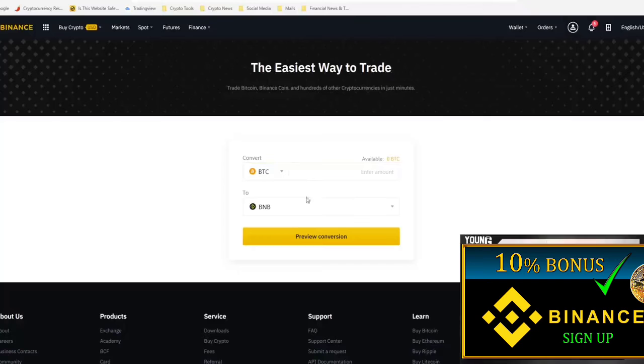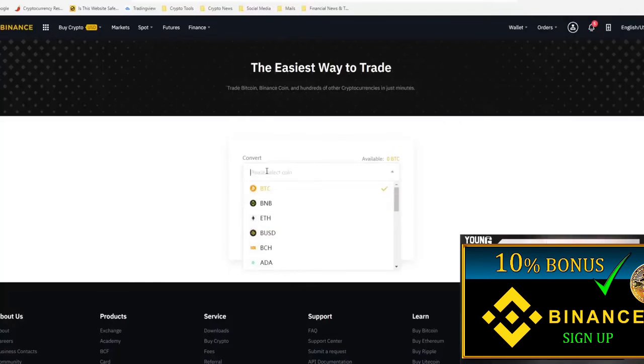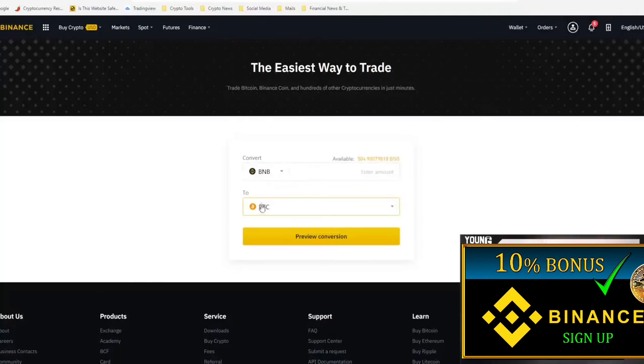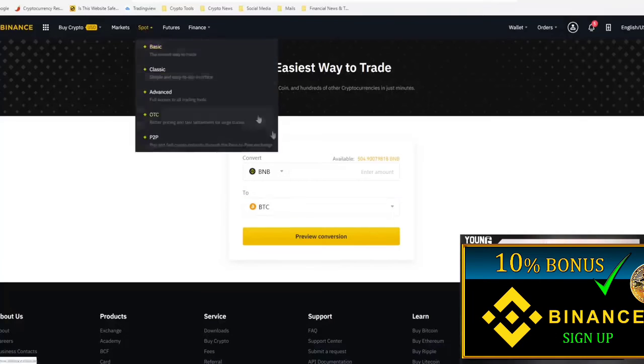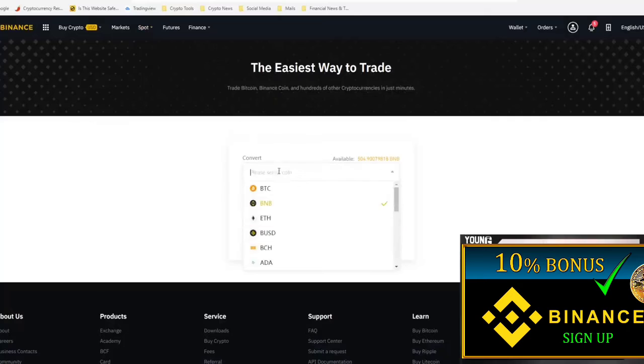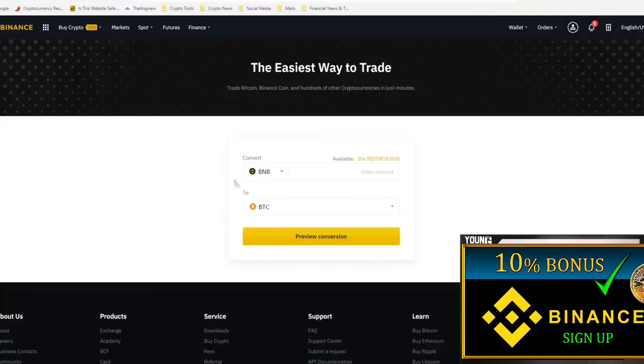So for example, what I want to do is convert some of my BNB holdings into Bitcoin. By the way, here on the spot basic exchange, not everything is listed, only some of the biggest altcoins that are listed on Binance. But BNB to Bitcoin works perfectly fine. I want to convert 4.9 BNB tokens to Bitcoin, because we want to buy another altcoin and I want to do that with Bitcoin.